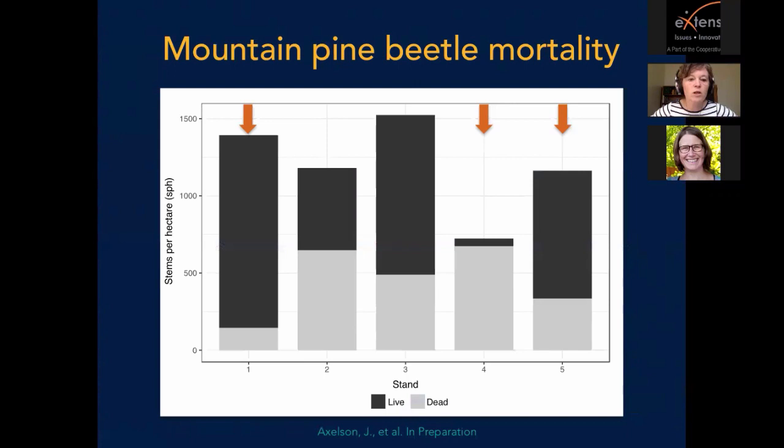That light gray bar is showing us the number of trees that died in each of these five stands that were studied, with trees per hectare on this axis, and then the number of trees that remained alive. So over a fairly small area at these low elevation stands, we see a great variety in the number of trees that died. And those red arrows mark the stands I'm going to show you what happened in.